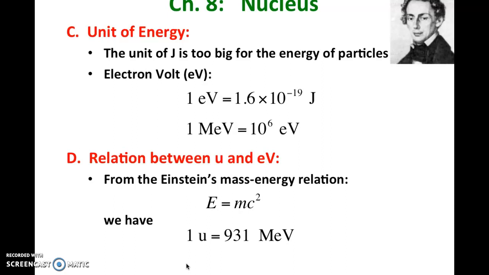The unit for energy of particles is the electron volt, shortened as eV, with 1 eV equal to 1.6 times 10 to the negative 19 joule. It is the work done by moving an electron across a 1 volt electric potential difference. 1 mega electron volt, 1 MeV, is equal to 10 to the 6 electron volts. From Einstein's mass-energy relation, E equals mc squared, we have 1 u of mass equivalent to 931 mega electron volts of energy.